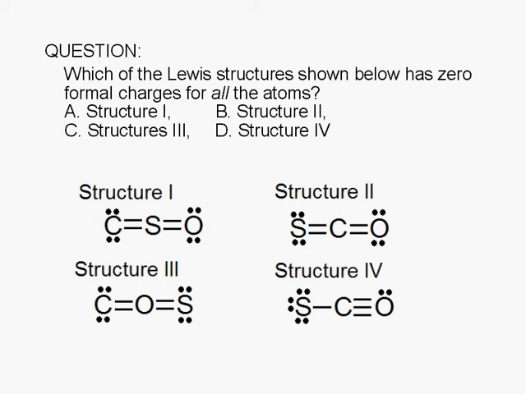Which of the four Lewis structures shown below has zero formal charges for all the atoms? A. Structure 1, B. Structure 2, C. Structure 3, or D. Structure 4.